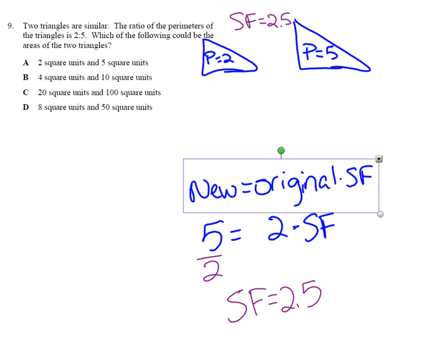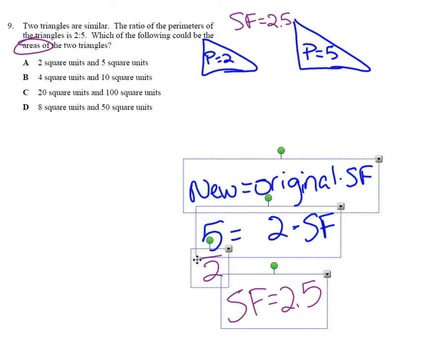But we don't actually care about the perimeter. We care about the areas. So instead of looking at just scale factor, we need to know what? What have we said every time we've done area? It's always scale factor squared. So what are we going to have to do with 2.5? Square it. Because area is in 2 dimensions.